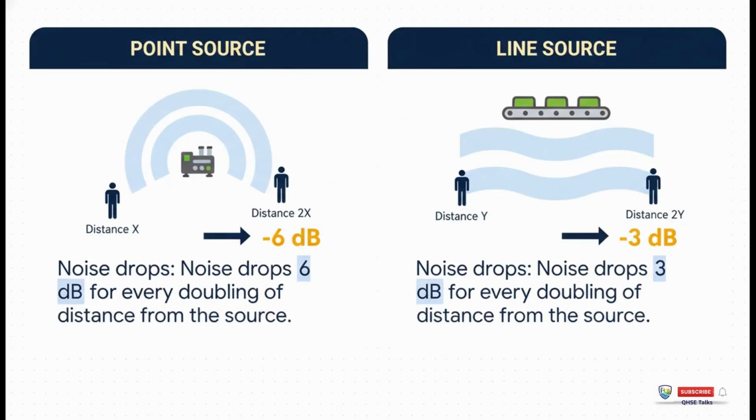This is a classic, the inverse square law. Just remember 2 simple rules. For a point source, think a single noisy machine, the sound level drops by 6 decibels every time you double your distance away from it. But for a line source, like a long conveyor belt, it only drops by 3 decibels when you double the distance. 6 for a point, 3 for a line.